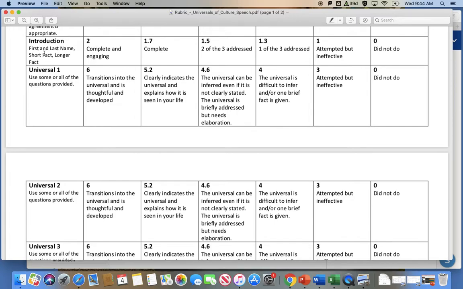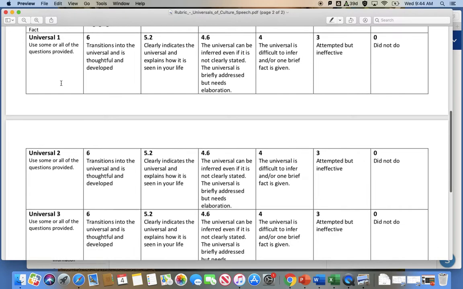Introductions, you're going to start your speech by introducing yourself, your first and last name. You're going to give a short fact and a longer fact, which when you see the planning document, that'll make a lot more sense. You'll know exactly what to say. If you do all three of these, it's complete, it's engaging, 100%. If it's complete, a B. If you address two of those, but not all three, a C. One of those, a D.